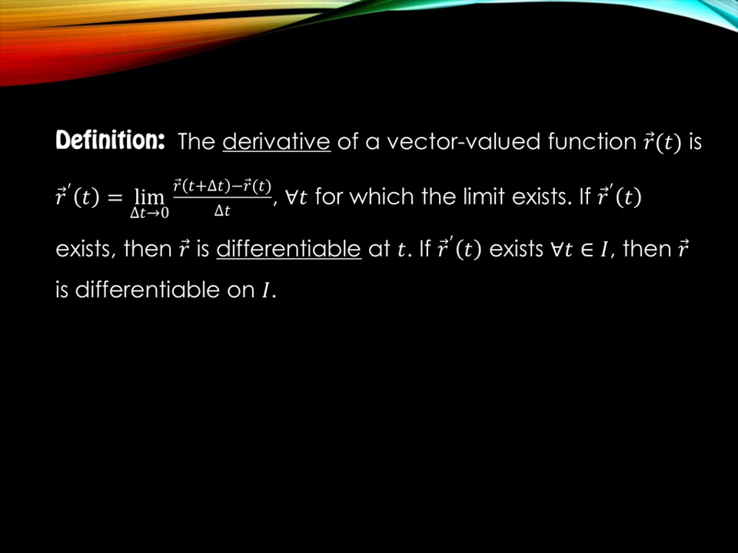The derivative of a vector valued function r of t is r prime of t, which is the limit as delta t goes to 0 of r of t plus delta t minus r of t, over delta t. When we do it in calculus, I usually put h's in there for all those delta t's. This is true for all t for which the limit exists.